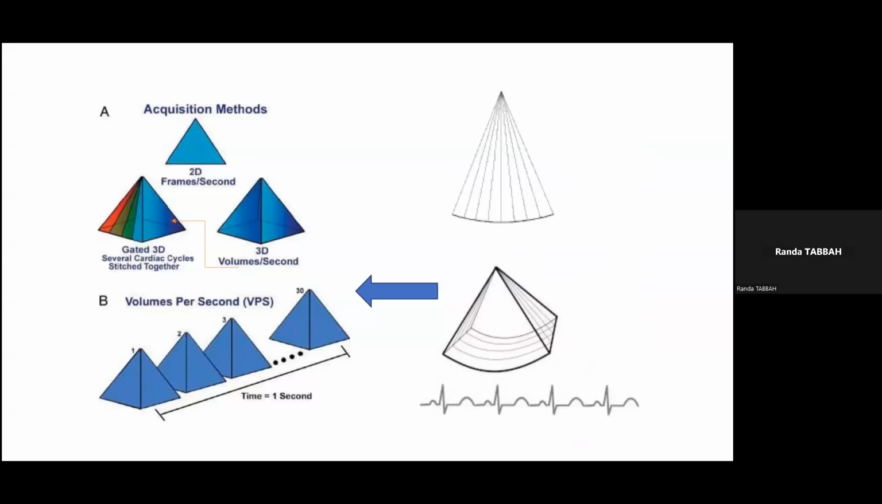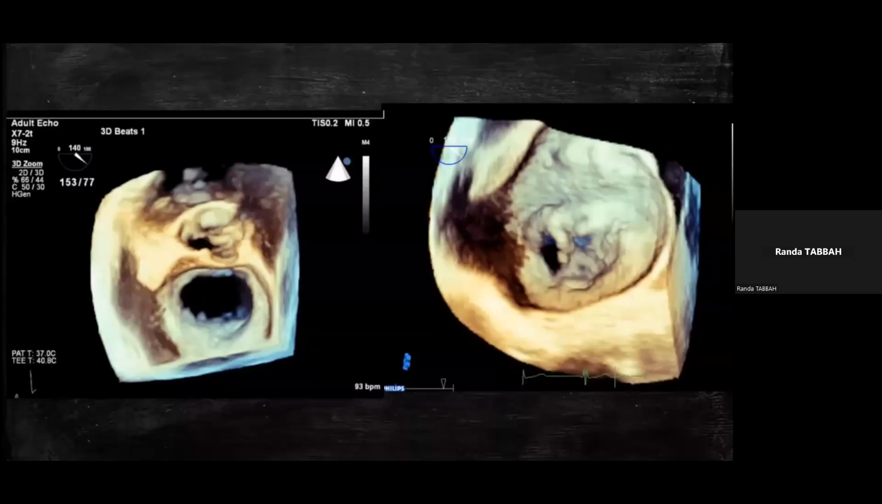So here you can see the acquisition methods. In 2D, we have the normal frames per second. But with 3D, we can use several cardiac cycles and also several volumes per second, to have better image resolution, both temporal and spatial. After this, we can find this type of images.